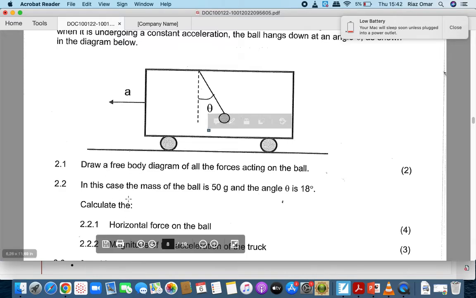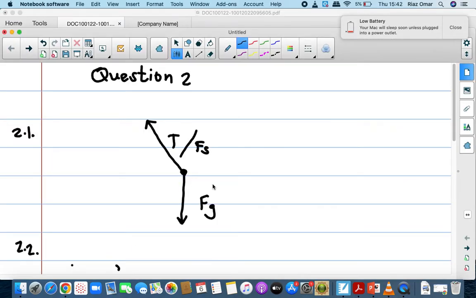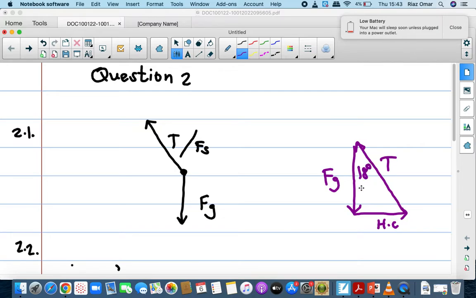So we'll have to draw a diagram. On the question sheet, you can draw a diagram, but I'll draw it roughly here. We will say that is our pencil, and then we'll have gravitational force acting down. We'll have our horizontal force acting this way, and the string is acting up this way. So this will be our tension, this will be the force of gravity. And we see that the angle here will be the angle 18 degrees. So that will be the diagram that we have.